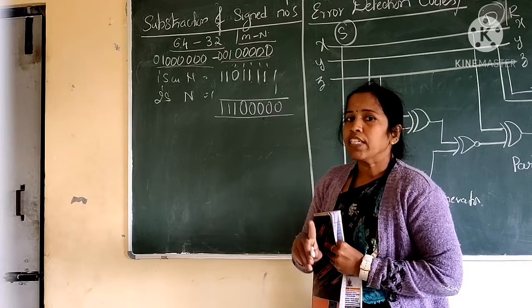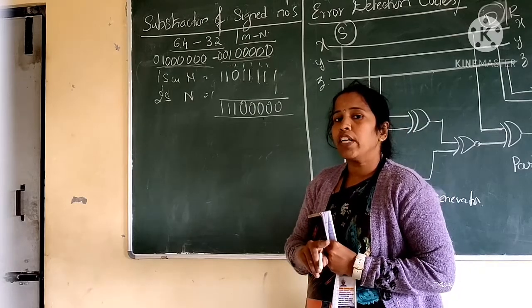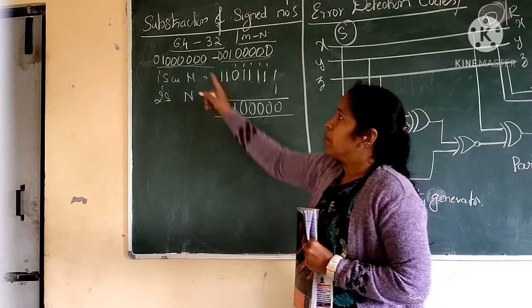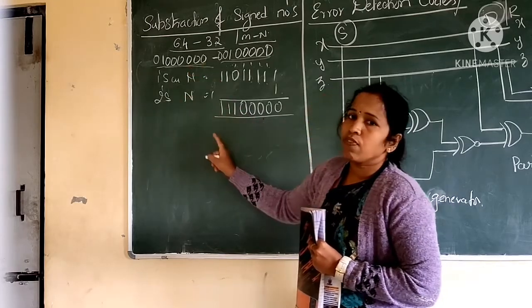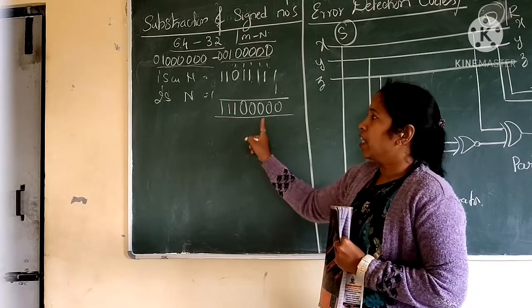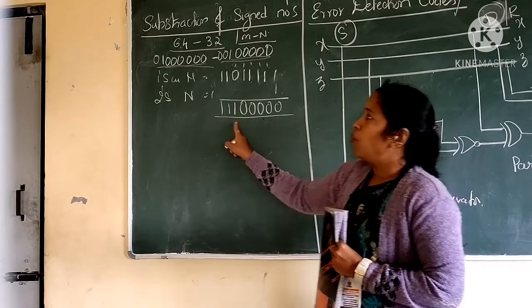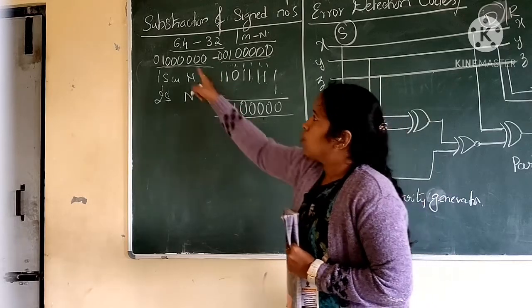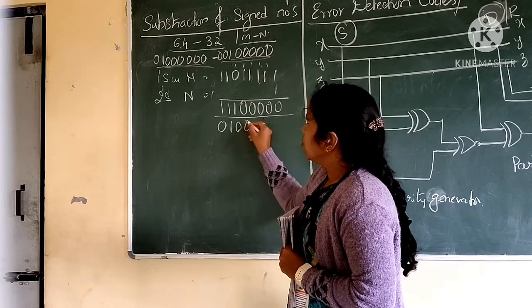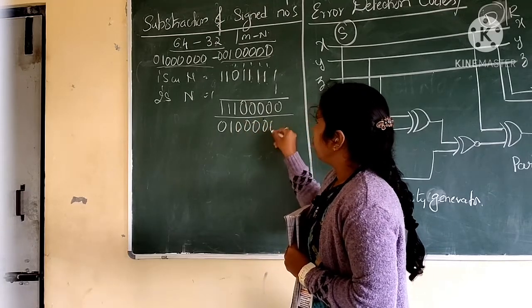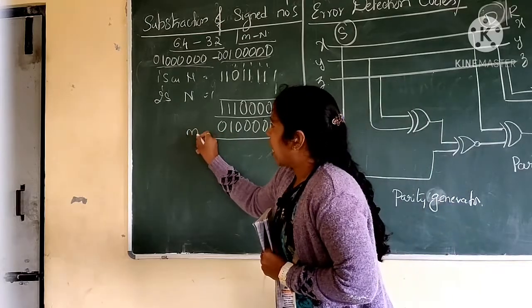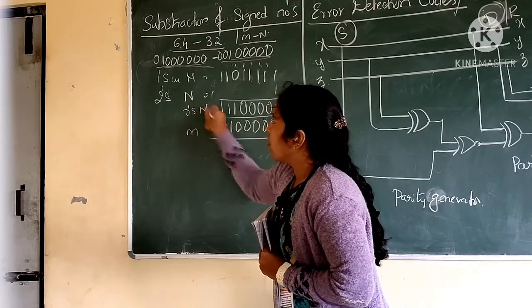Now what do I have to do in the first step? Add the minuend with the r's complement of the subtrahend. The minuend is nothing but 64. I should add the r's complement of the subtrahend, which is this value, with the minuend, 0 1 0 0 0 0 0 0. So this is M and this is the r's complement of N.